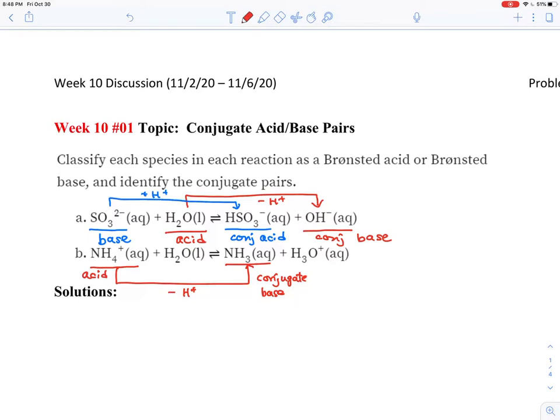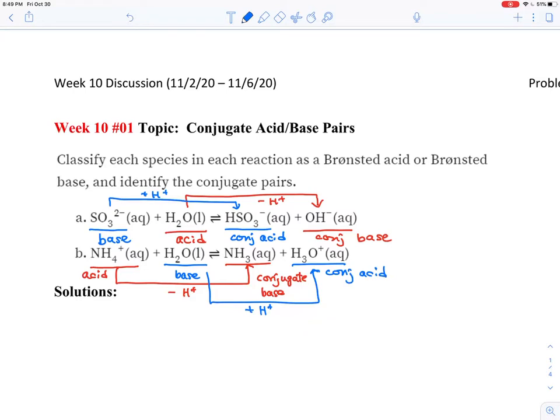And the other one must be a base. By receiving H plus, it became hydronium ion. By receiving H plus, the base becomes its conjugate acid.